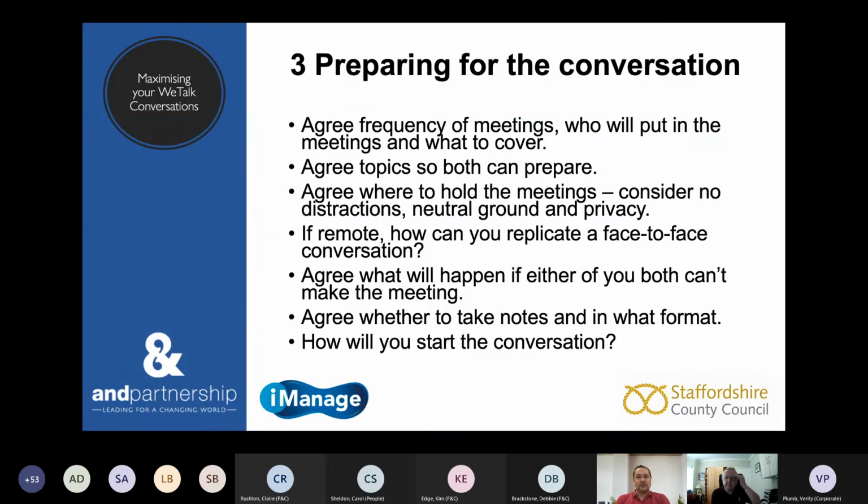Not every WeTalk conversation will need to have notes. And I think this definitely needs to be agreed between the two parties before that. If it is agreed, then who's going to take the notes? What format do they want to be in? How are they going to be emailed out, communicated, etc.? I think it's a really important part of getting the preparation right.